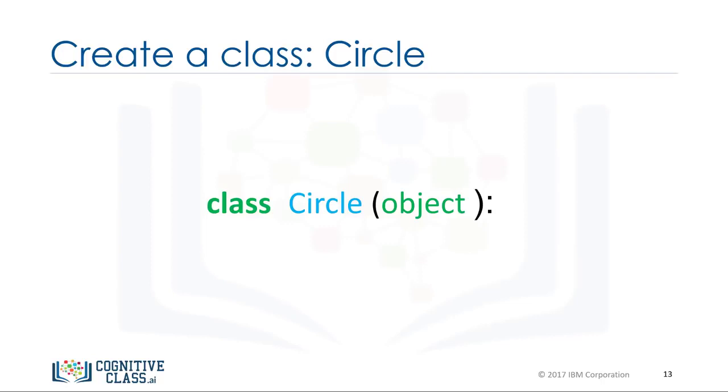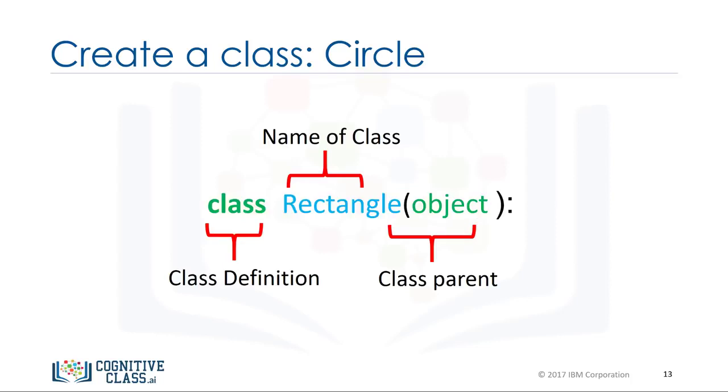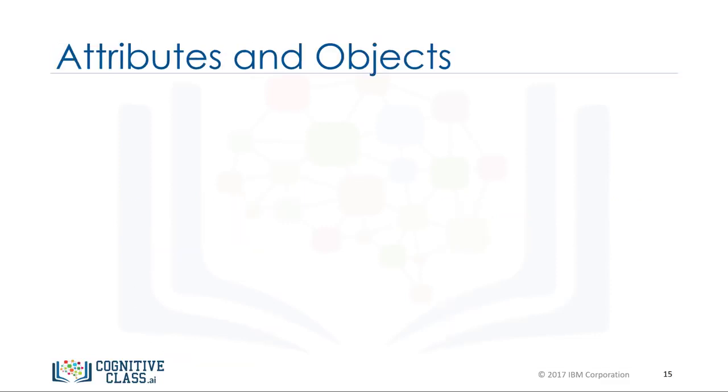To create the class circle, you will need to include the class definition. This tells Python you are creating your own class, the name of the class. For this course, in parentheses, you will always place the term object. This is the parent of the class. For the class rectangle, we change the name of the class, but the rest is kept the same. Classes are outlines; we have to set the attributes to create objects.